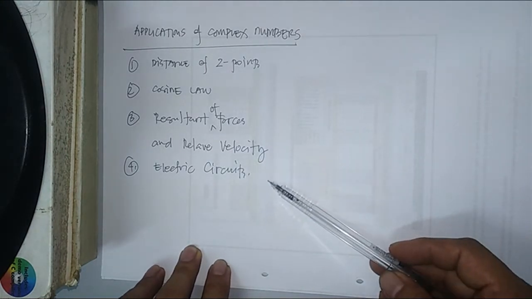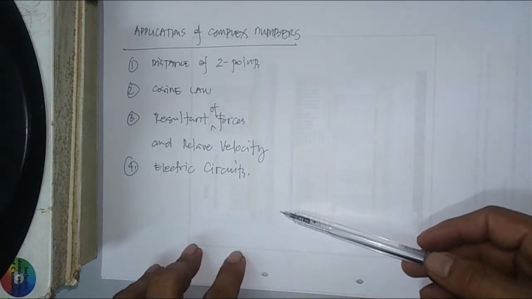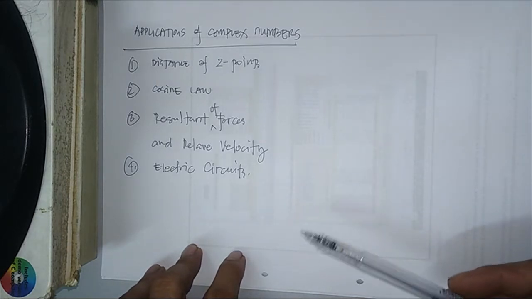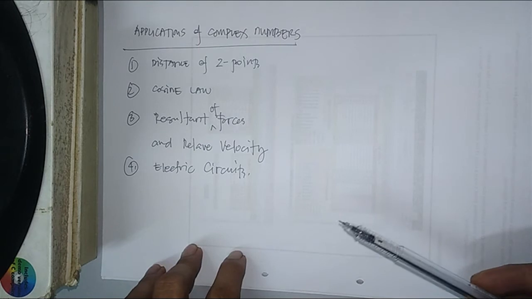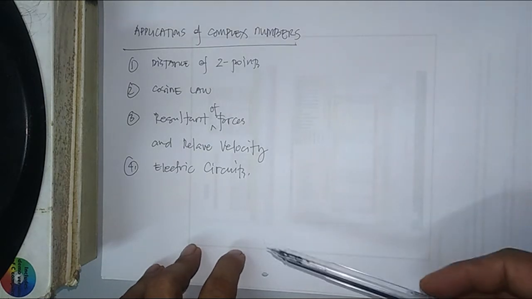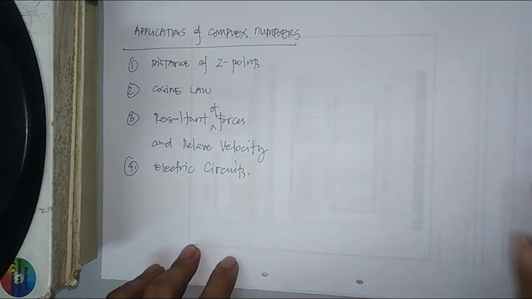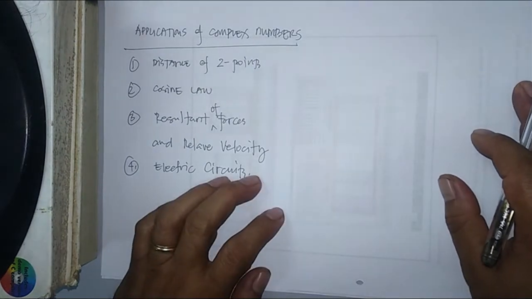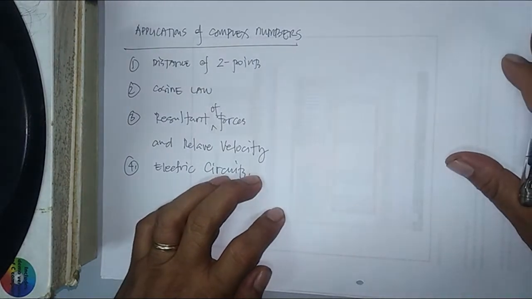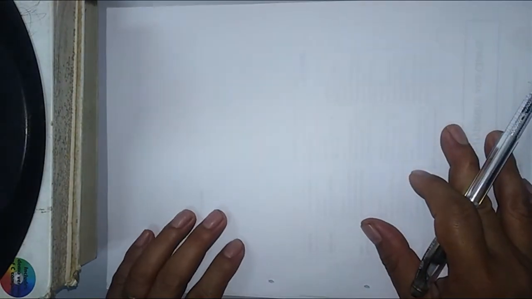Of course, we will solve the resultant of forces under physics and the relative velocity. Under electric circuits, we will be solving Ohm's law and current divider law, KCL, or voltage divider law, or your KVL, and so on. Now, we will start our topic by reviewing the distance of 2 points.